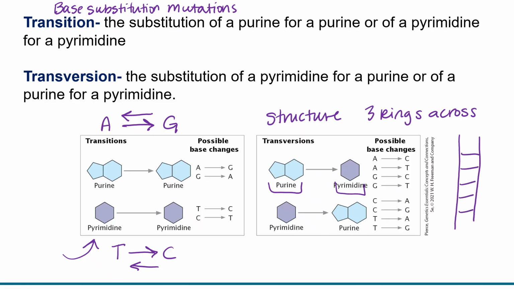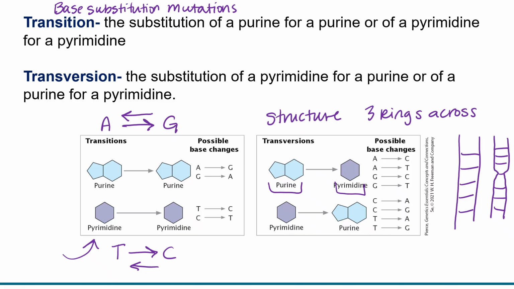But if you are supposed to have a purine and you substitute a pyrimidine, now you have only 2 rings across. And so you can actually affect the DNA physical structure by having a little skinny spot. Or if you insert a purine, you're going to widen the structure. And this is going to cause some problems for our replication and our transcription processes.